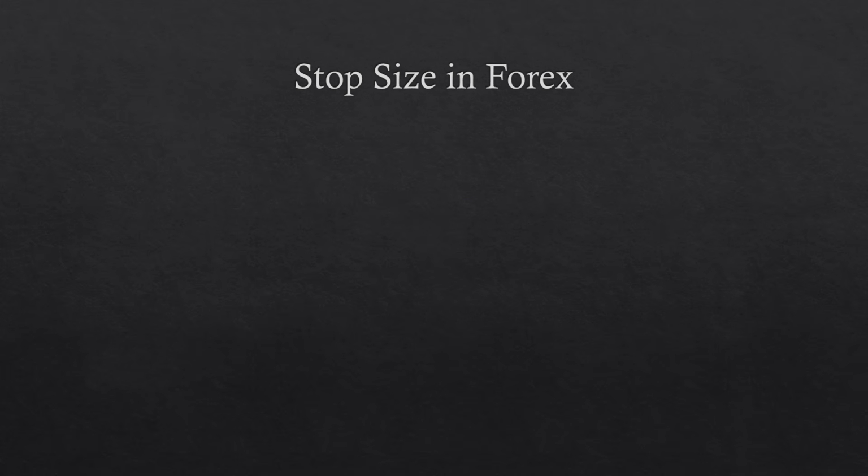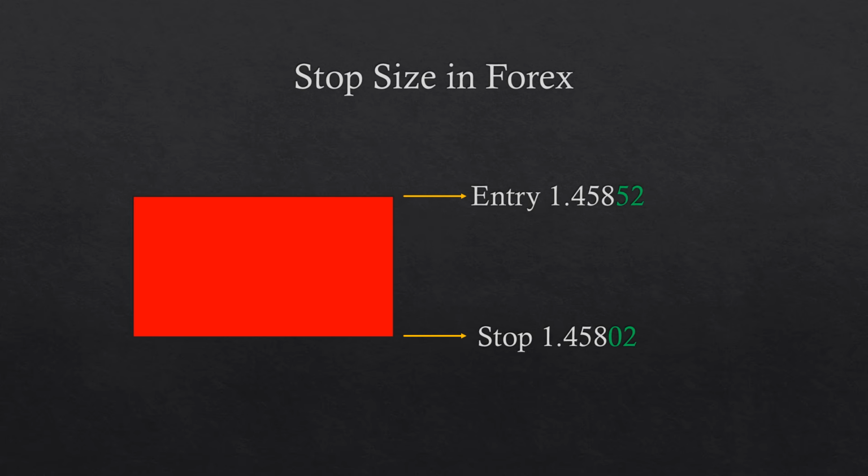For example, in the Euro-USD, the pip is measured from the 4th decimal case. If your entry is at 1.45852 and the stop is at 1.45802, then you have a 50 pip stop loss. This is important for the calculation of the trade size, which is the next parameter.